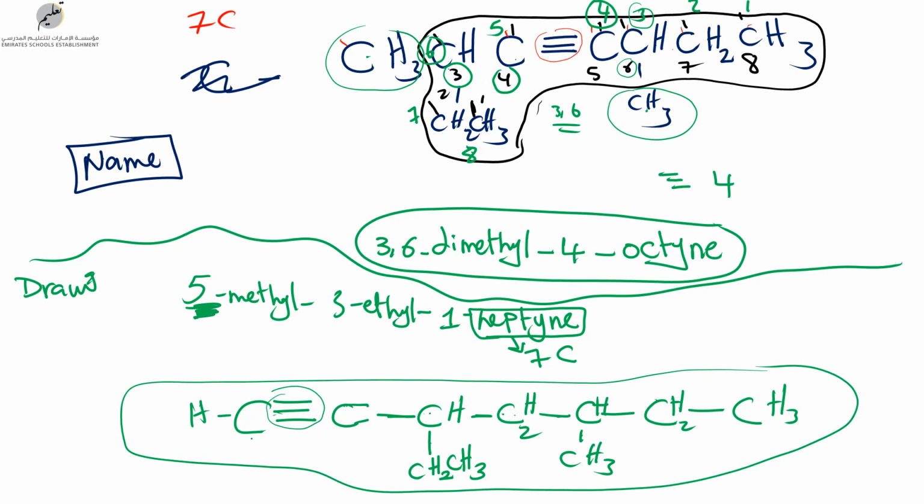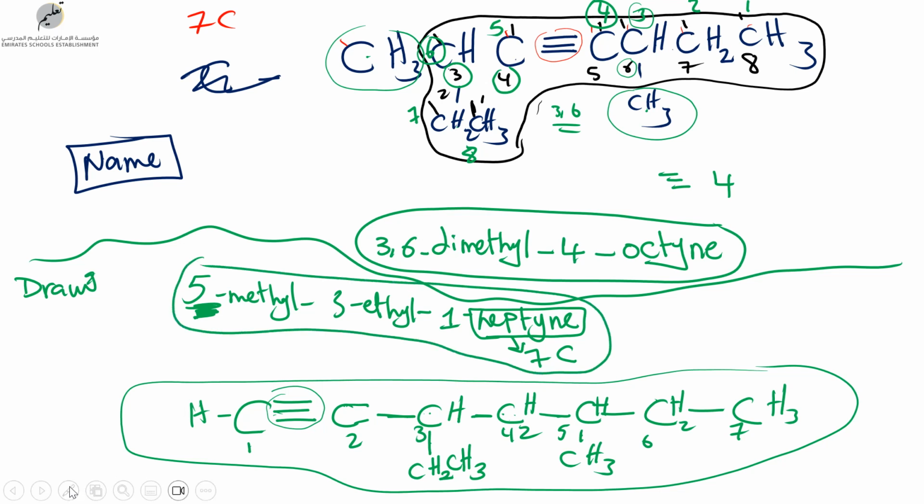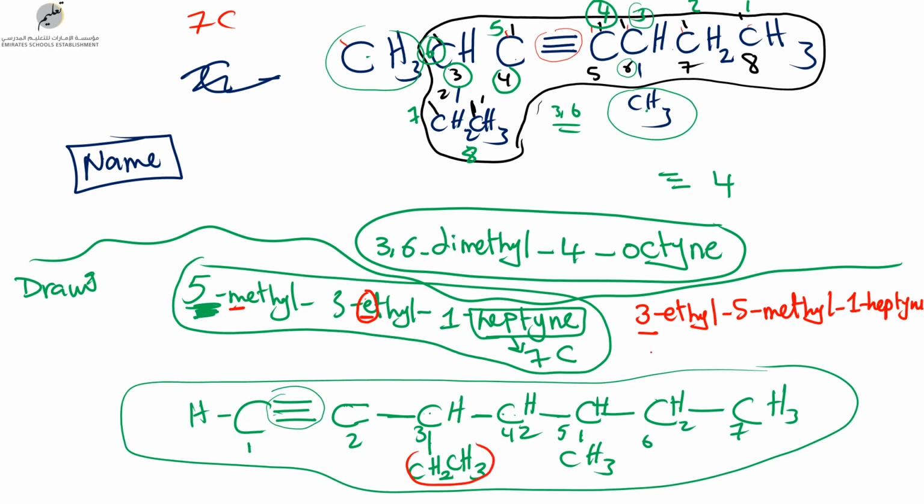Okay, so 1, 2, 3, 4, 5, 6, 7. I want you to look here and tell me if there's anything wrong in this name. Now you got it right, and I'm sure you will get this right when I wrote this, okay? So actually, you cannot have methyl before ethyl, because remember the rules. Ethyl should come first because E is before M in the alphabet. So the correct name should be 3-ethyl, 5-methyl, 1-heptine. Okay, so this is the location of the methyl group, and 1 is the location of the triple bond.